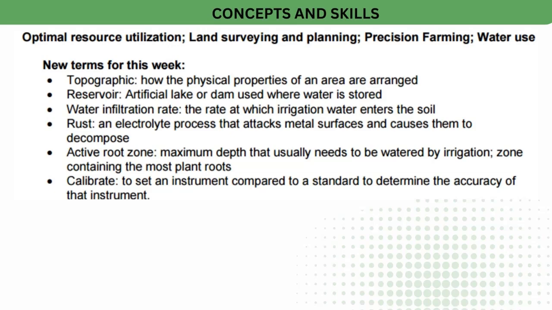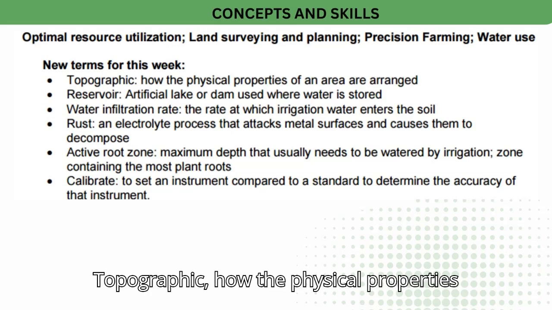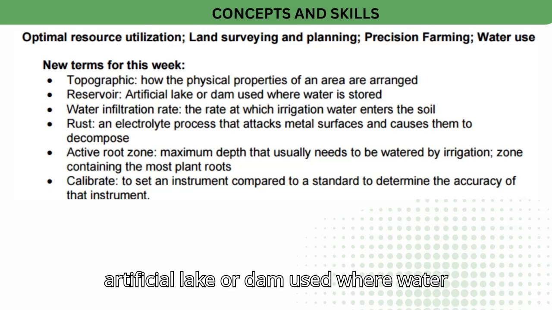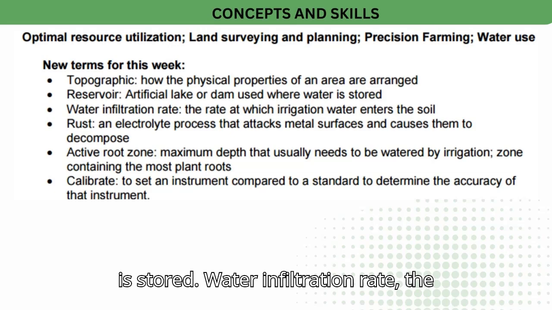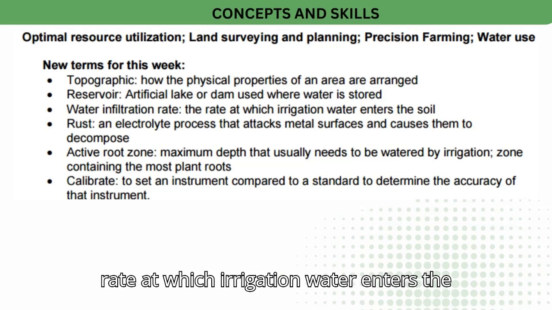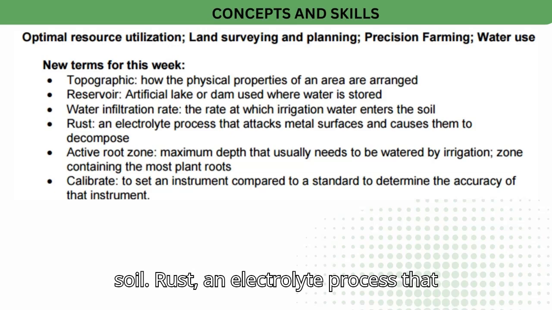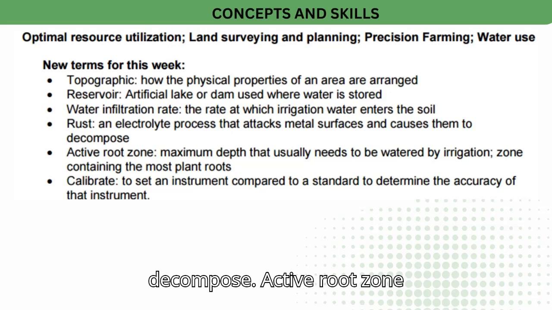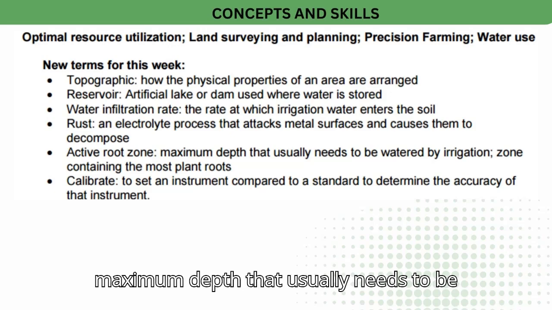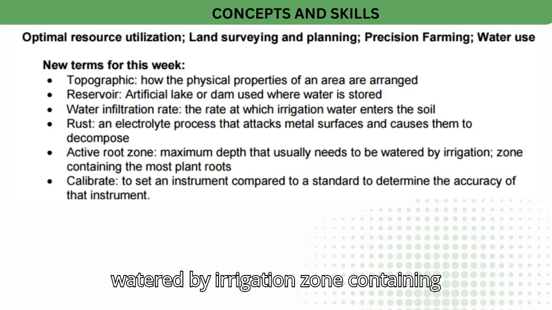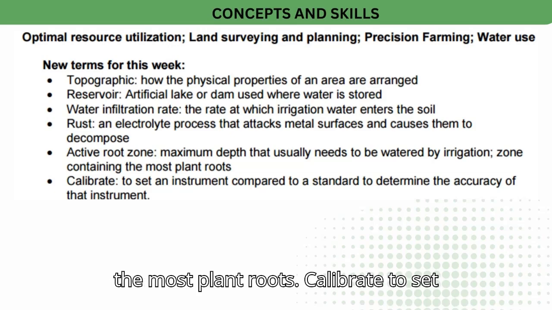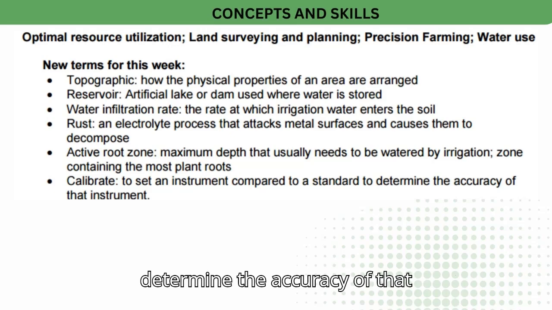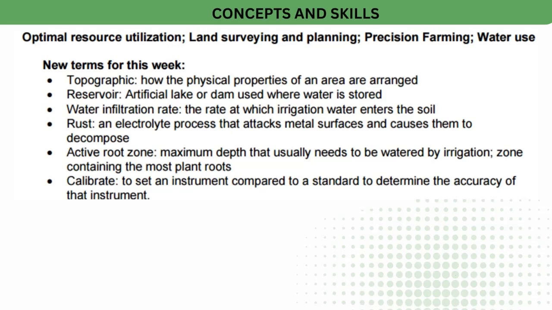New terms for this week. Topographic: how the physical properties of an area are arranged. Reservoir: an artificial lake or dam where water is stored. Water infiltration rate: the rate at which irrigation water enters the soil. Rust: an electrolytic process that attacks metal surfaces and causes them to decompose. Active root zone: the maximum depth that usually needs to be watered by irrigation, containing the most plant roots. Calibrate: to set an instrument by comparing it to a standard to determine the accuracy of that instrument.